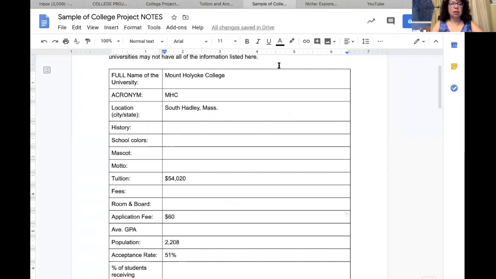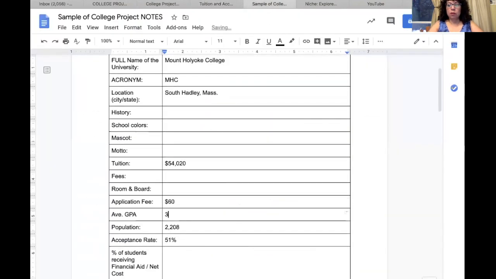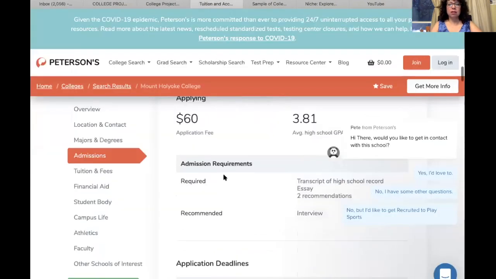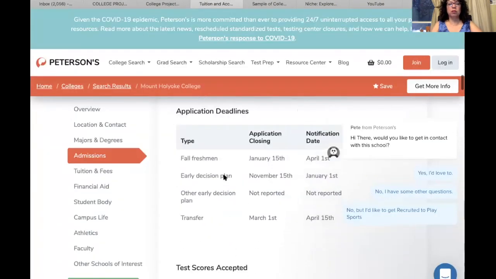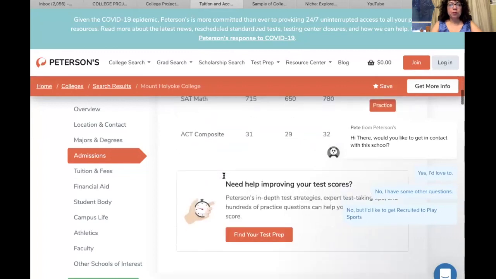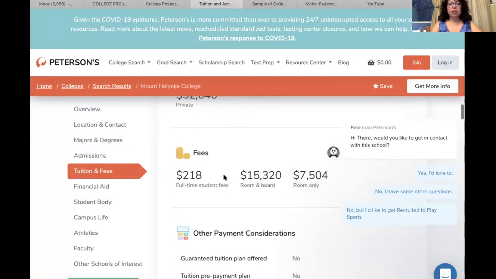Let's see, acceptance rate. What was the other thing I found? Average GPA, 3.81. That's pretty high. That's an A minus. That's the average of the kids they accepted. That's always good to know because that tells you it's probably a tough one. You don't have to worry about all of that, but let's look at the fees.